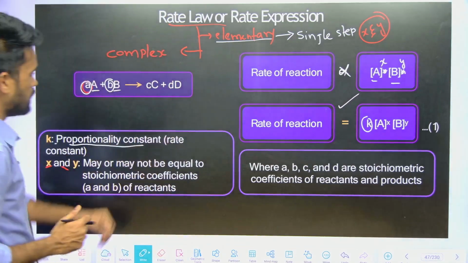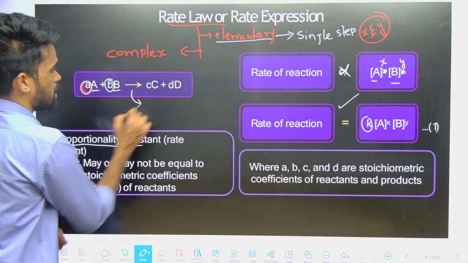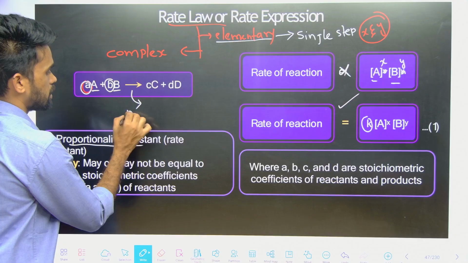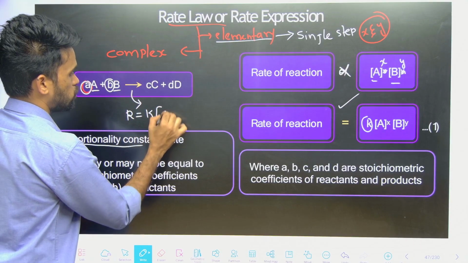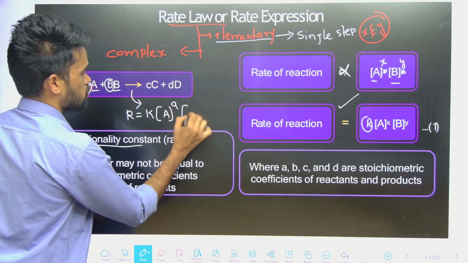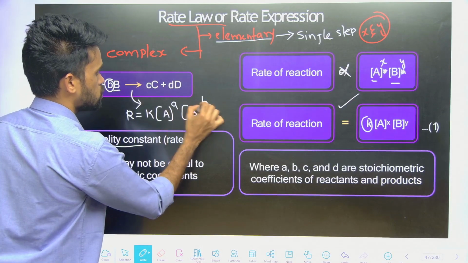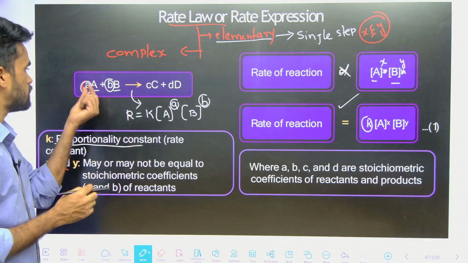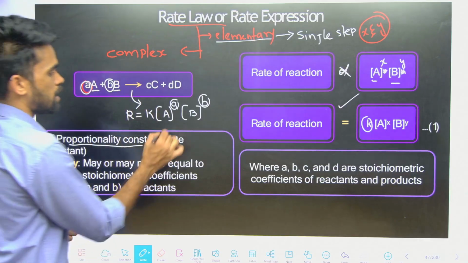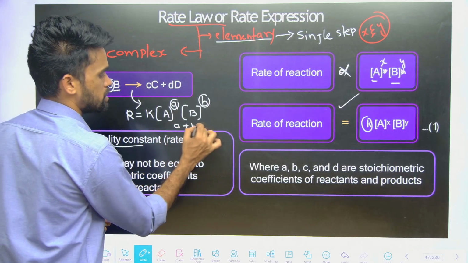Okay, if I say this reaction is an elementary reaction, then the rate can be written as rate equals K into [A] to the power small a, [B] to the power small b. So what are this a and b indicating? The orders of the reactions, or of these reactants. What is the total order if I ask? a plus b, you can say this is the total order.